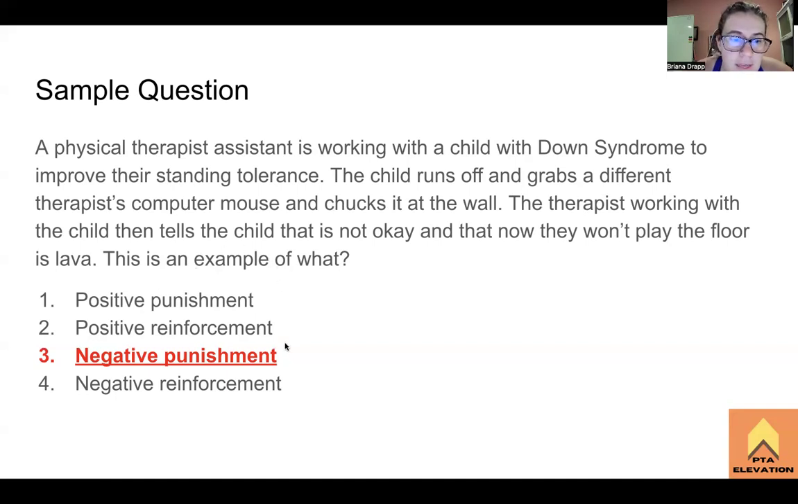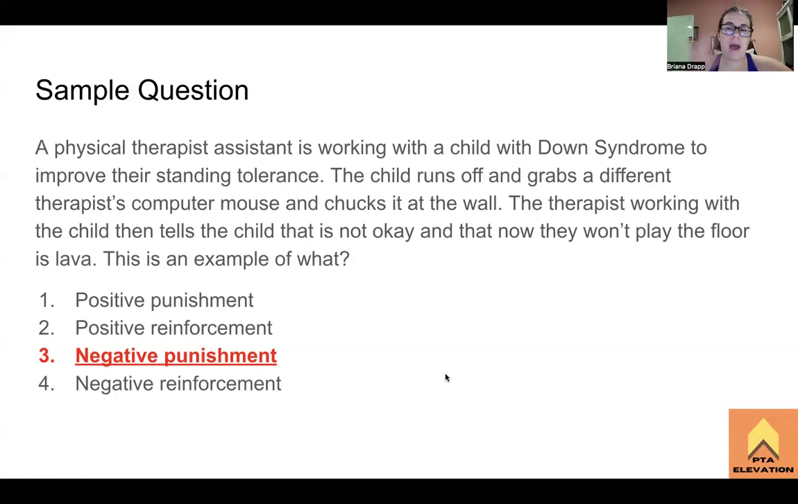So we can automatically get rid of the reinforcements because that would be encouraging the behavior to continue. If we want the behavior to stop, it's going to have to be punishment. So we're stuck between 1 and 3. Now, the therapist tells them, hey, we're not going to play The Floor Is Lava now because you did that. So they're taking something away, the fun activity, to get them to stop doing that action. Positive would be giving, so that's why that's incorrect. So this is an example of negative punishment.